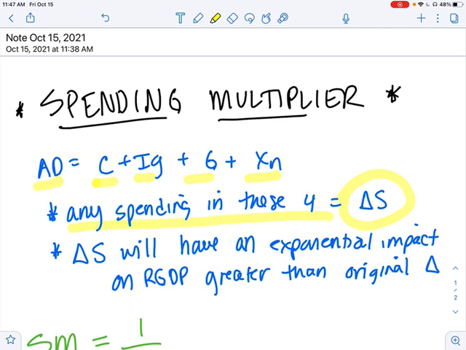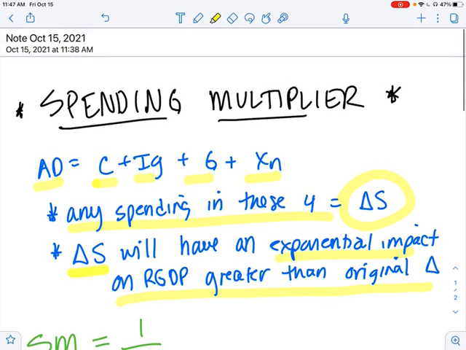Some materials might say the change in initial spending. Some might just say the change in spending. They both mean the same thing. The change in spending will have an exponential impact on the real GDP greater than the original change. And the reason why is because when you spend money, let's say you go to Starbucks and spend $4 on a cup of coffee, that has a larger impact than just that isolated transaction of $4.